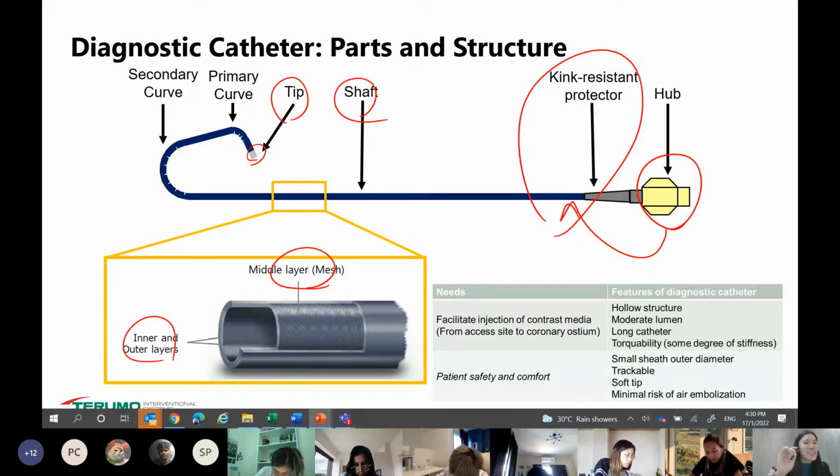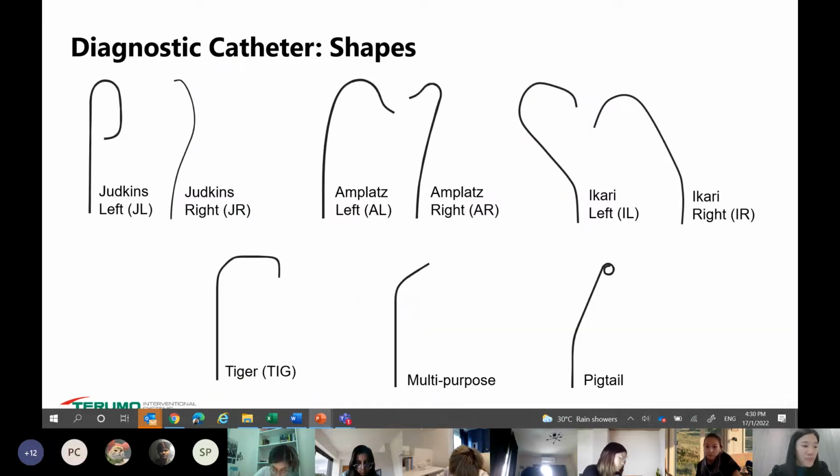And again, the guiding catheter or diagnostic catheter is never straight. It always has some curve, and typically there's a primary curve and also a secondary curve. Sometimes there's also a third curve, a tertiary curve. So all this really helps to engage the catheter to the opening of the coronary artery.